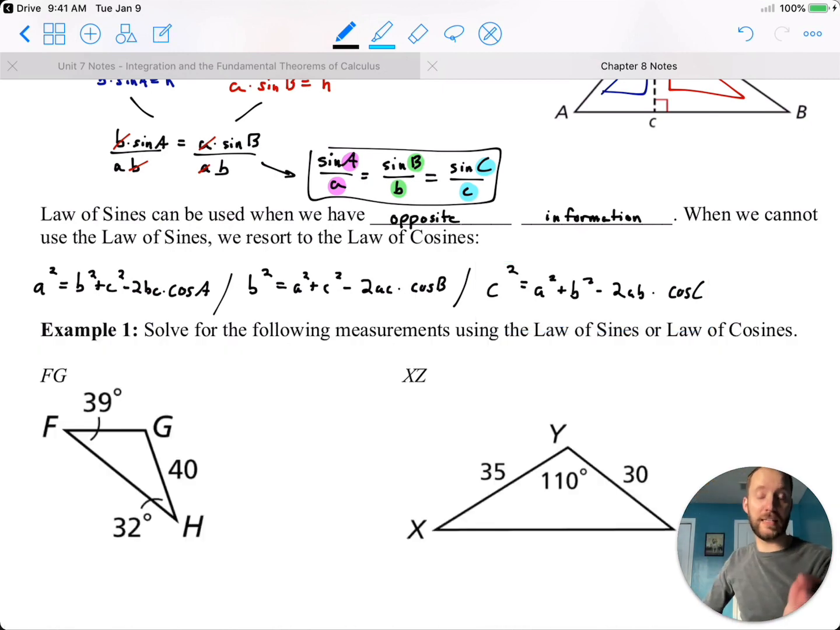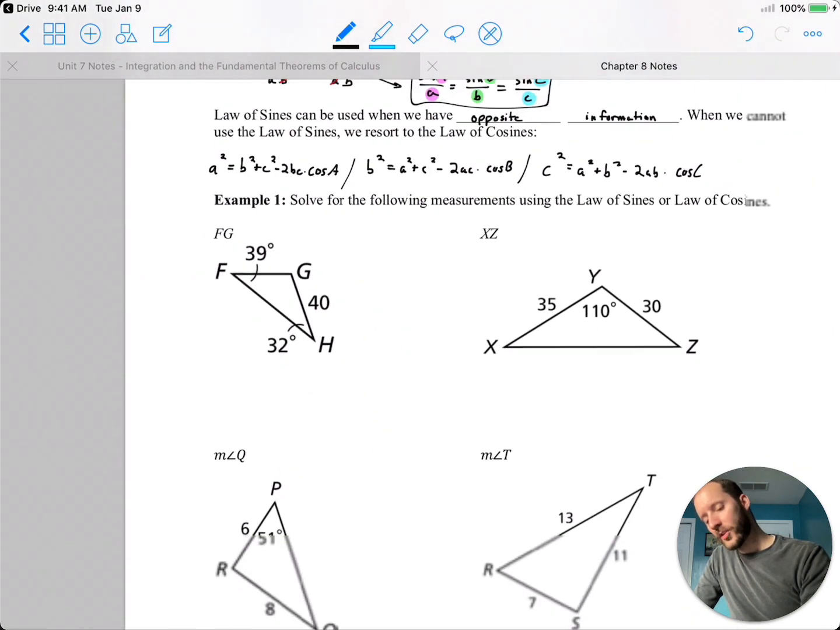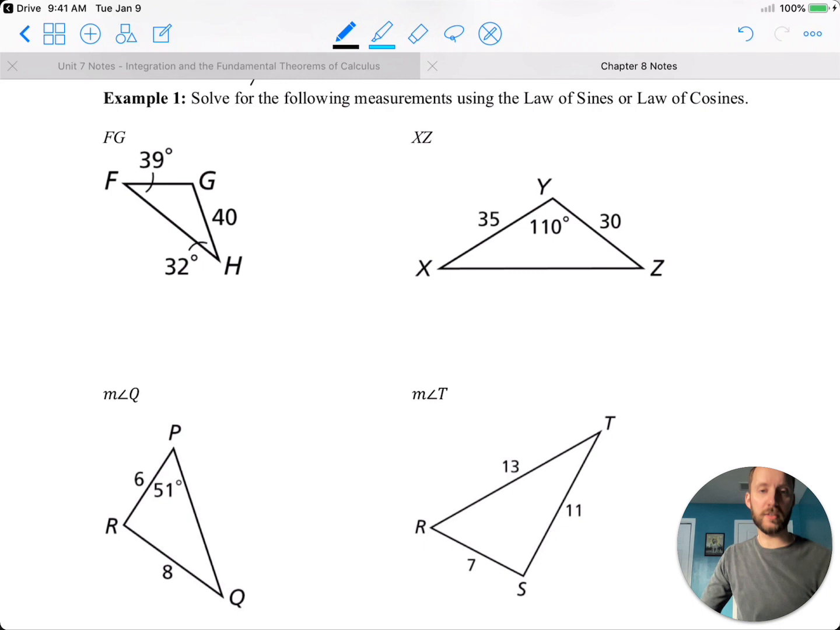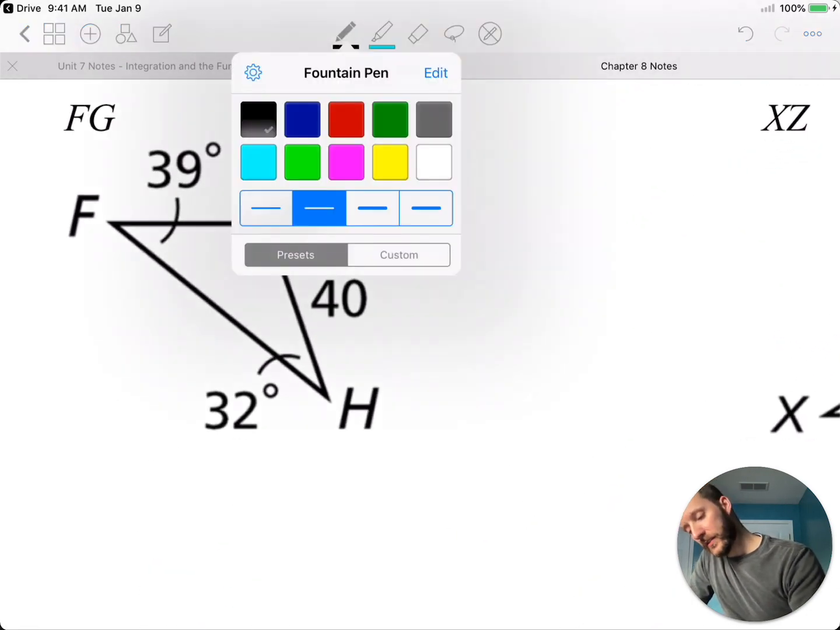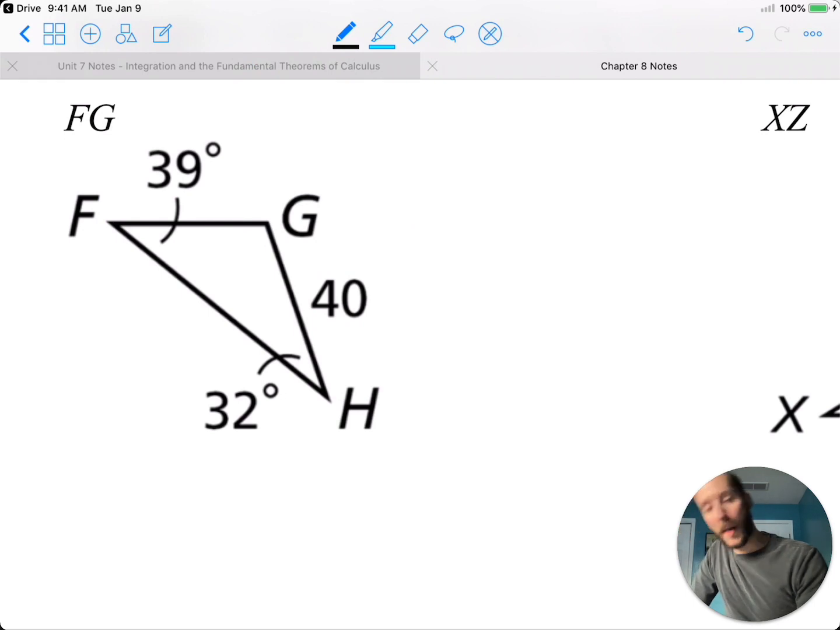Now, it's not necessary to use all three at once, but to construct the equation you want based upon the information you have. So let's look at some examples. All of these are non-right triangles, so we're using the law of sines or the law of cosines. Finding FG. FG is opposite of angle H, so that's little h. We have angle F is 39, and the 40 opposite angle F is little f.